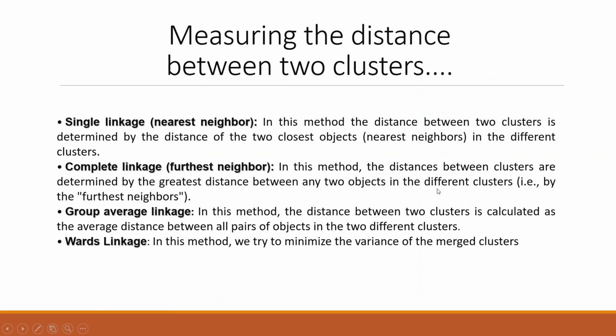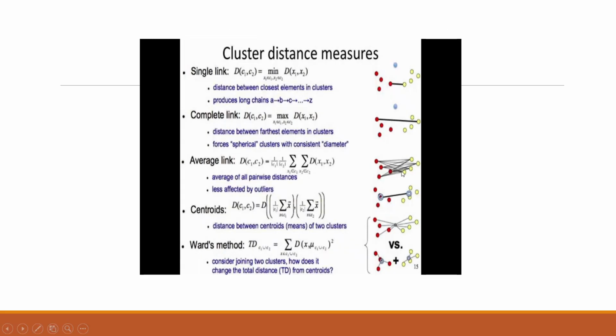Now, for measuring the distance between two clusters, the first method is single linkage, or nearest neighbor. In this method, the distance between two clusters is determined by the distance of the two closest objects in different clusters. Let me show you. You can see here, this is a single link, and if there are two clusters, then the nearest points are considered.